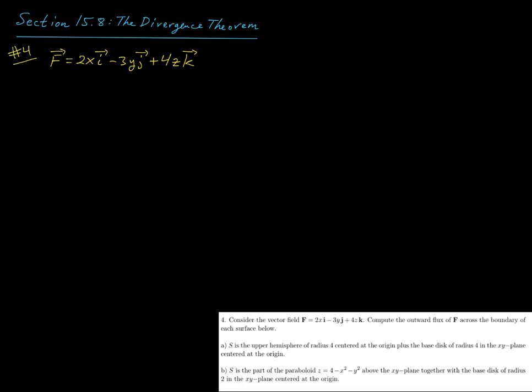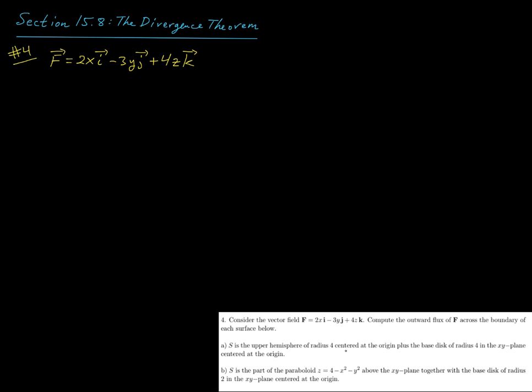All right, for question 4, it says, consider the vector field F, which is 2x i minus 3y j plus 4z k. Compute the outward flux of F across the boundary of each surface below. And in part A, S is the upper hemisphere of radius 4 centered at the origin plus the base disk of radius 4 in the xy plane centered at the origin.